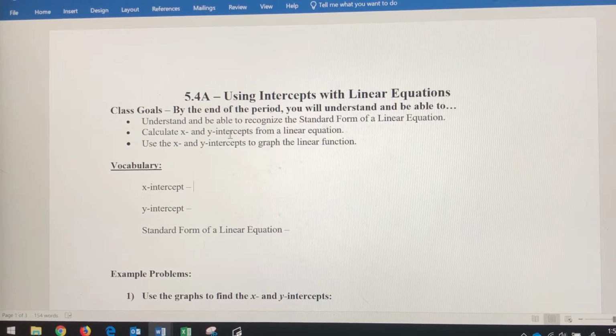We're also going to calculate the x and y intercepts from a linear equation that's in standard form, and we're going to use those intercepts to help us graph the linear equation or function. All right, so first let's define these three things we're going to be working with in this section.